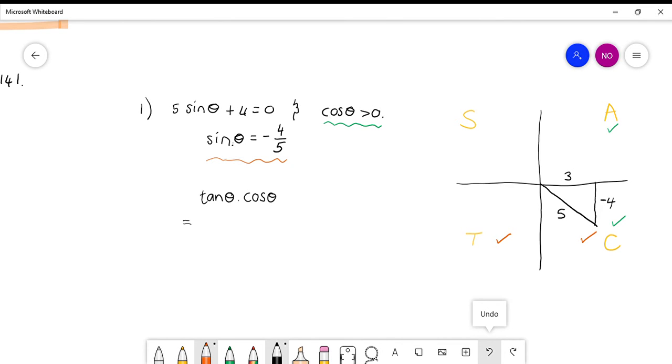For tan we need opposite over adjacent. Opposite is what? Negative 4.